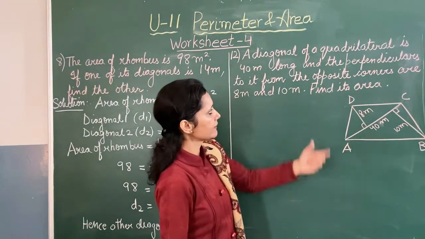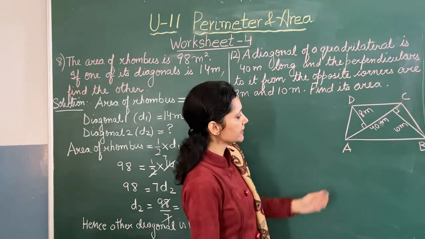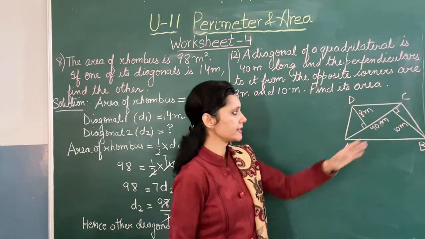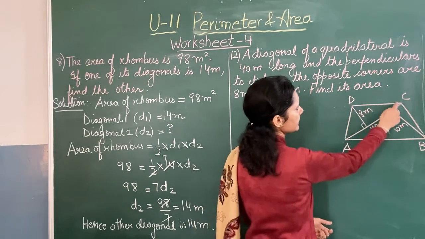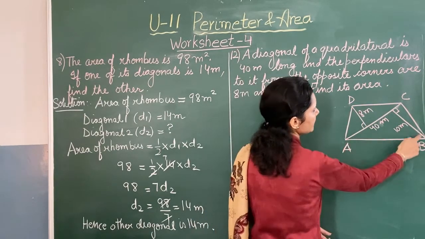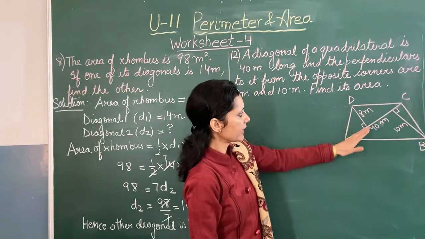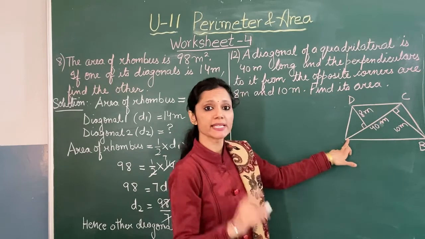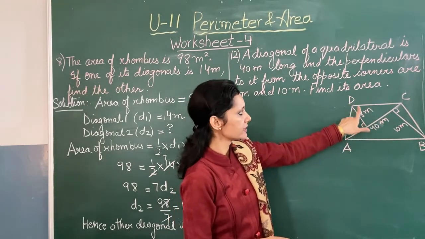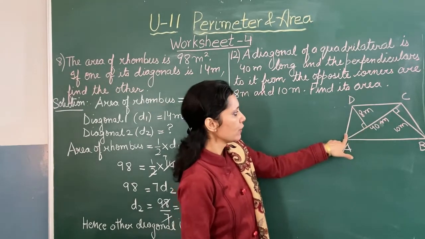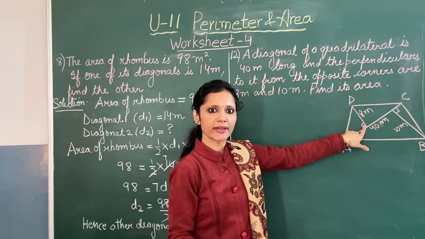Now the question is that we have to find the area of this whole quadrilateral. As you can see, this diagonal divides the quadrilateral into two triangles. One is ADC, this triangle, and the other is ABC, this triangle. Now let's take this triangle. In this triangle, the base is 40 meters. Base is always the side on which the perpendicular falls. So 40 meters is the base and 8 meters is the height. So we can easily find out its area.